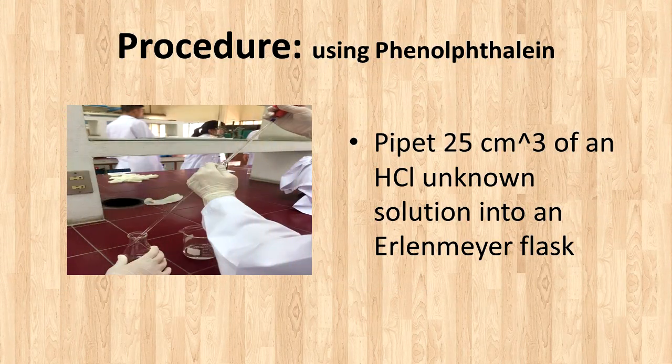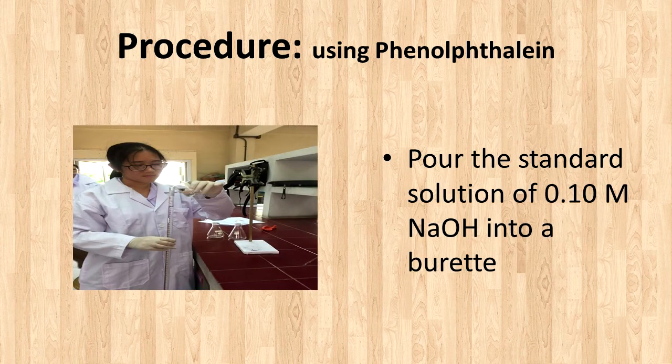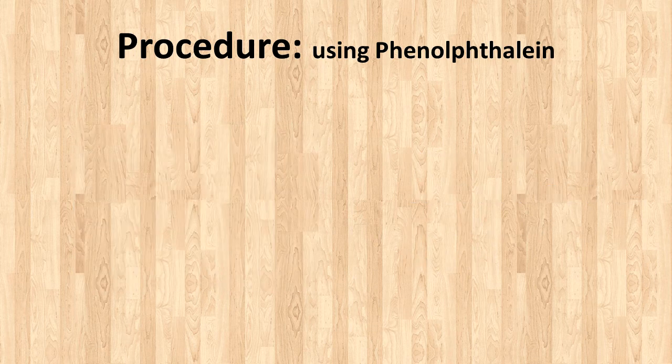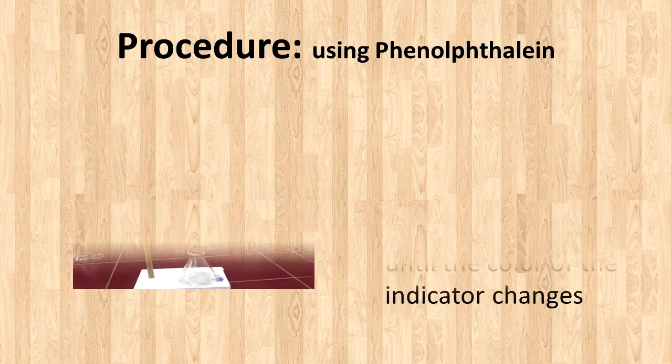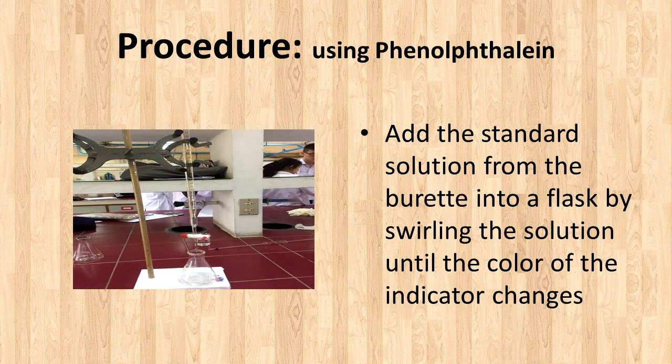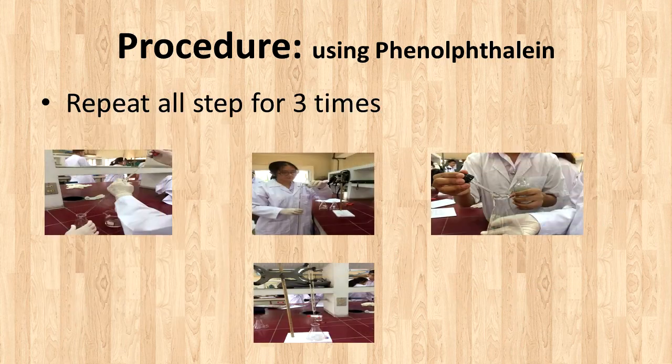Procedure. 1. Prepare 25 ml of the unknown hydrochloric acid solution into an aluminium flask. 2. Pour the standard solution of 0.1 molar sodium hydroxide into a burette. 3. Add 2 to 3 drops of phenolphthalein indicator into the flask. 4. Add the standard solution from the burette into the flask by swirling the solution until the color of the indicator changes. 5. Repeat all steps for 3 times.